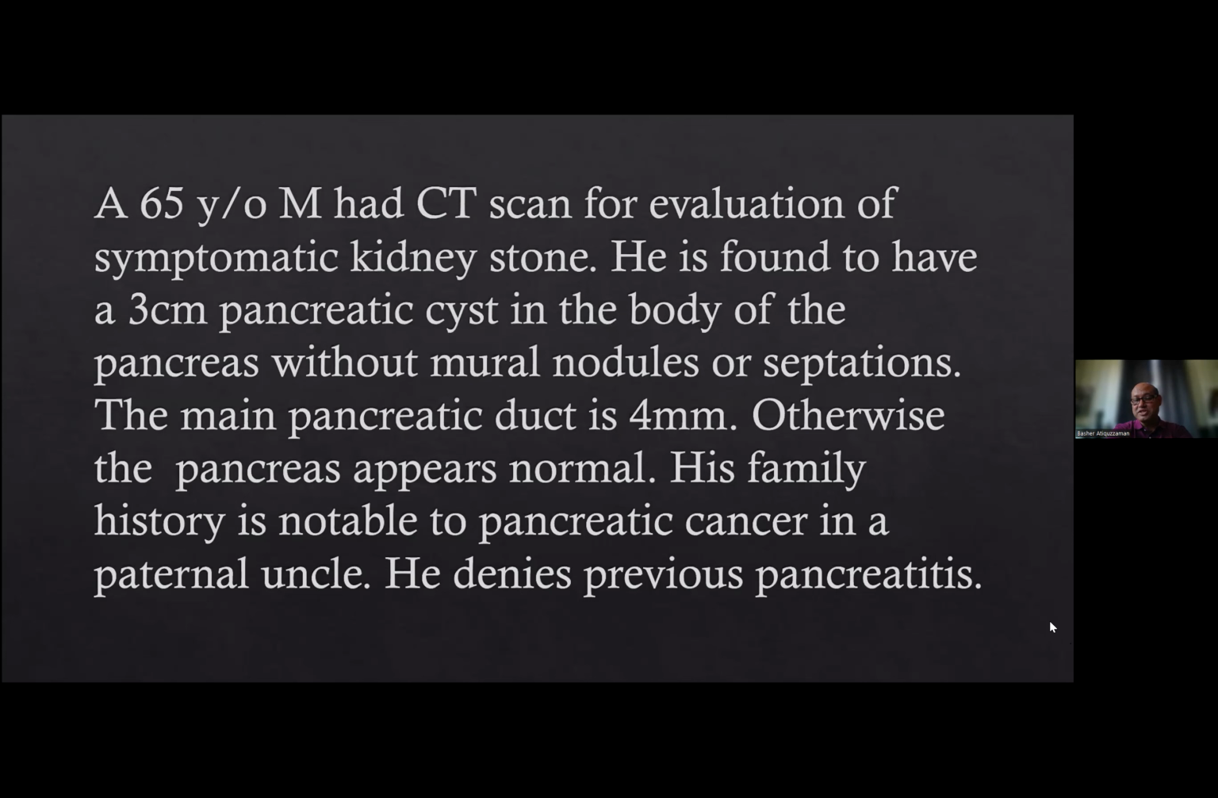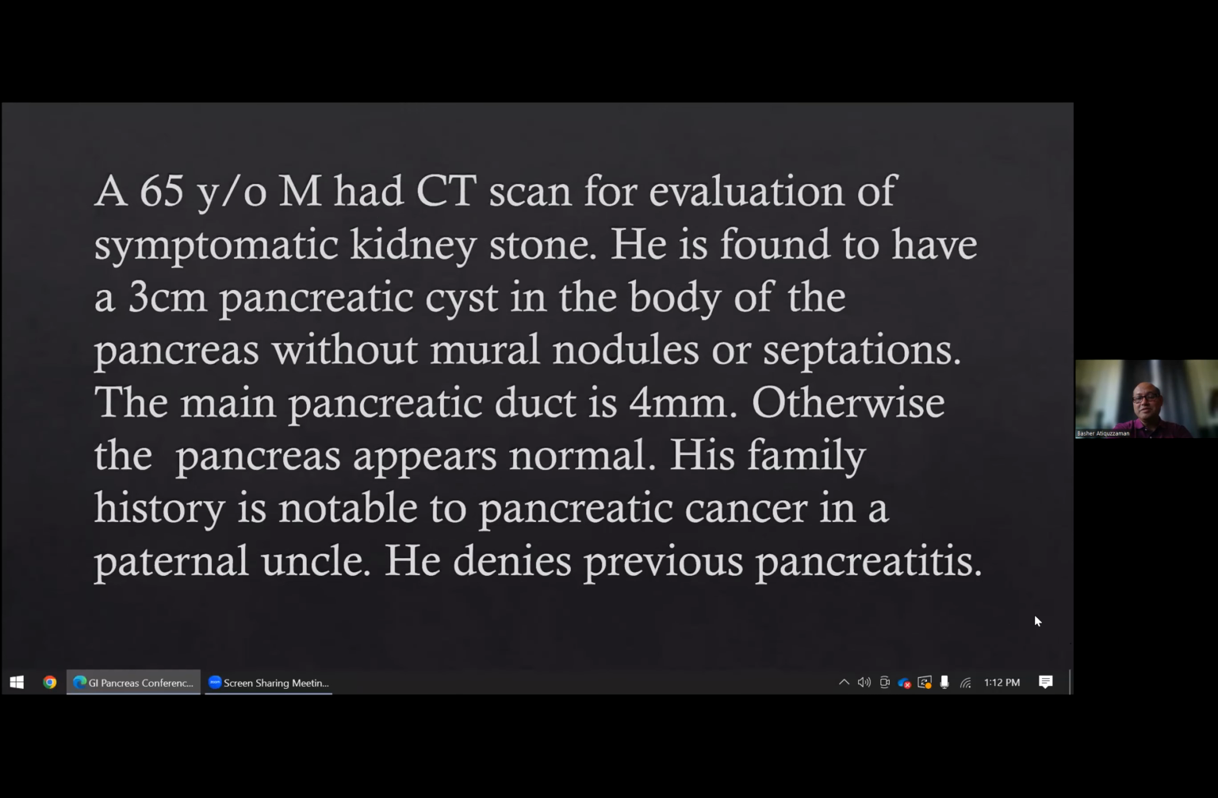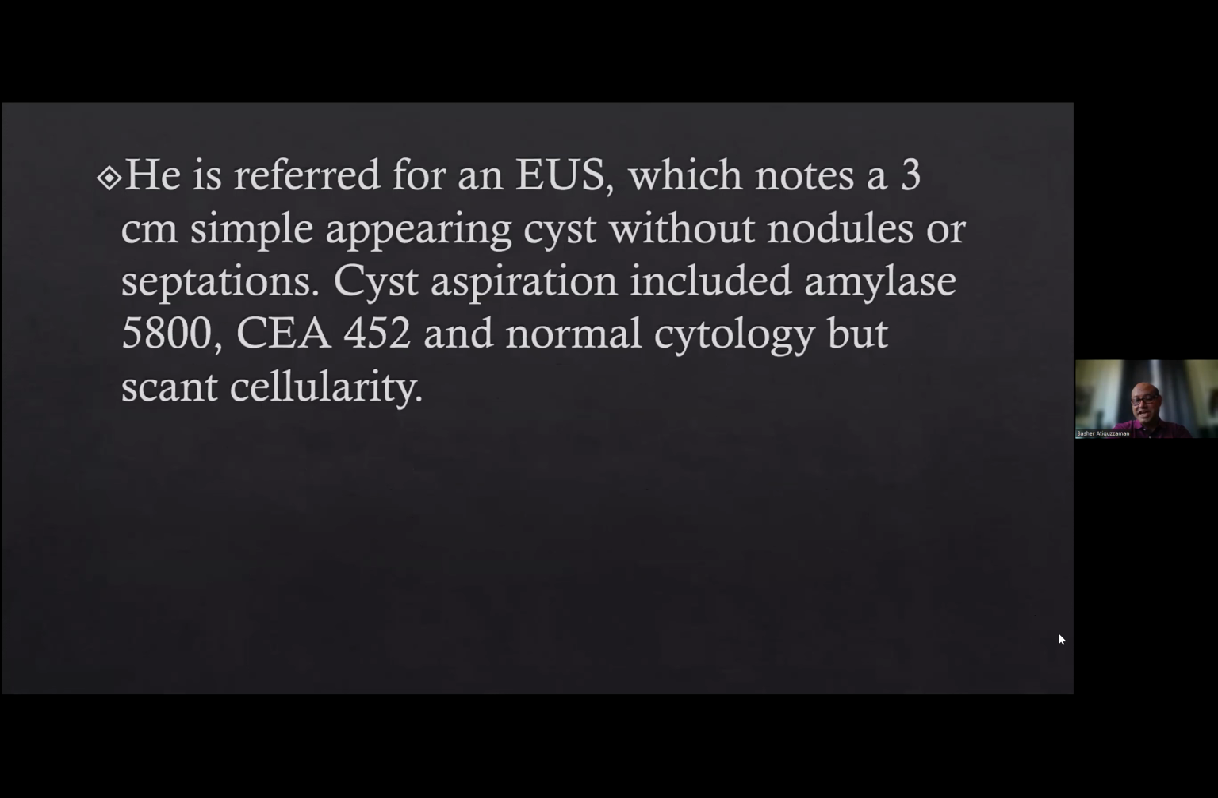So if the cyst is 3 centimeter or more, then we can go for an EUS, and that's what we did. And we see that without any nodules or septations, and the cyst aspiration, as you can see, is all normal. So what will be the next step? Next slide.